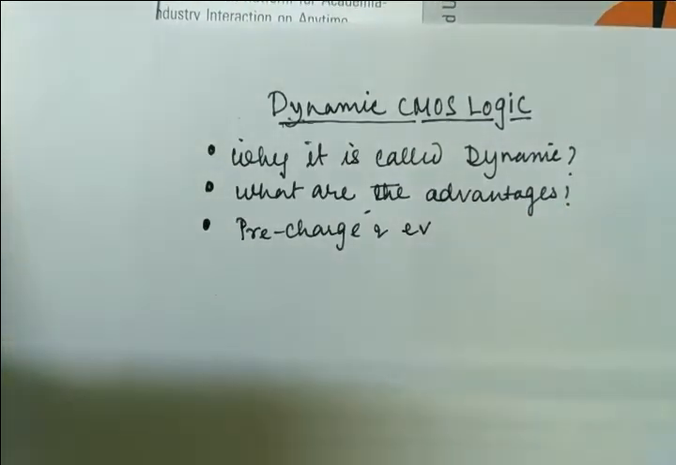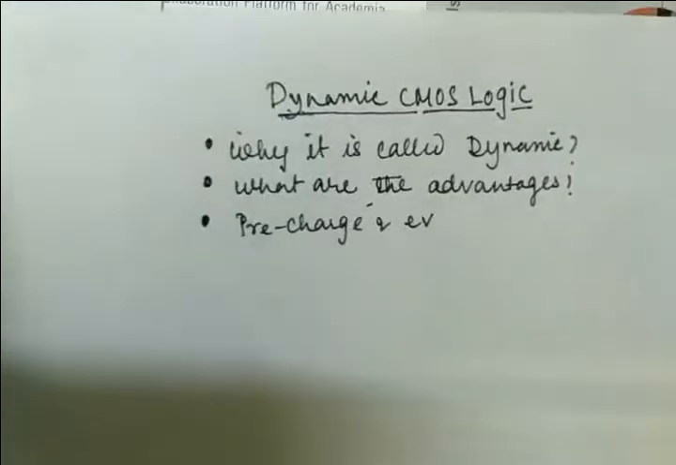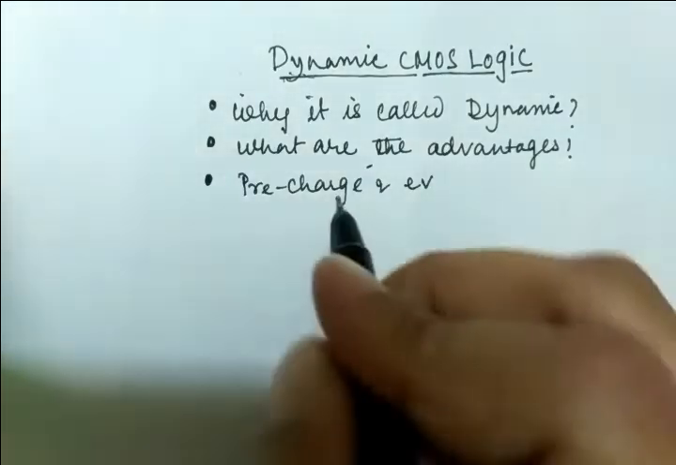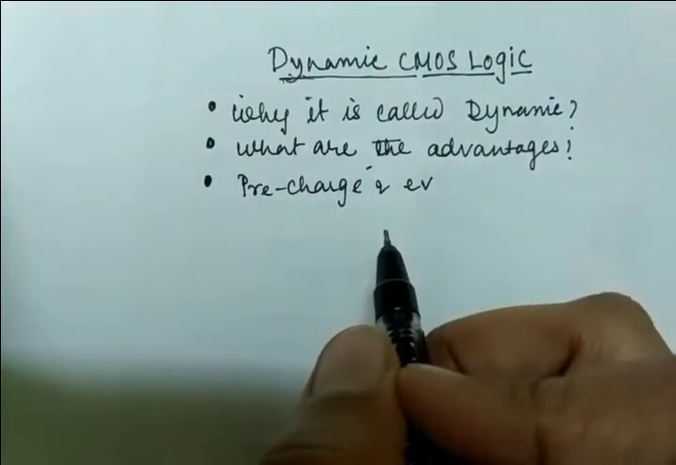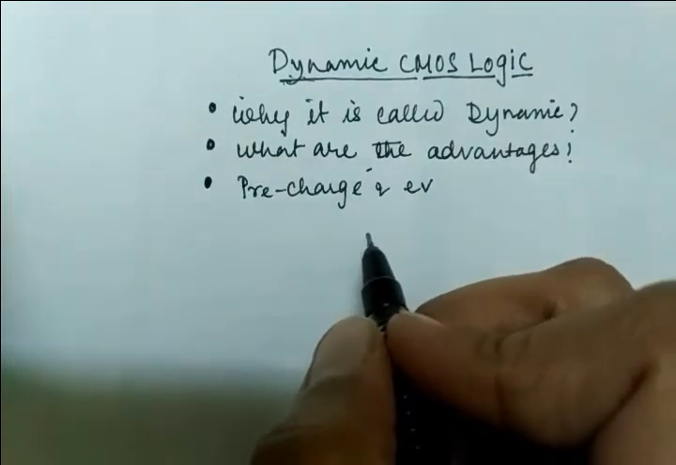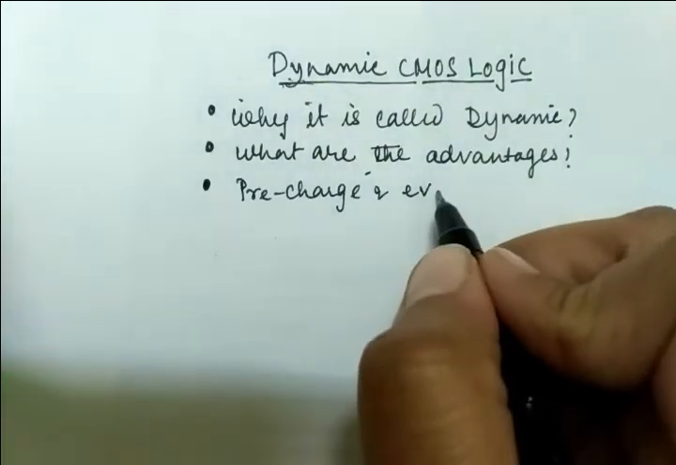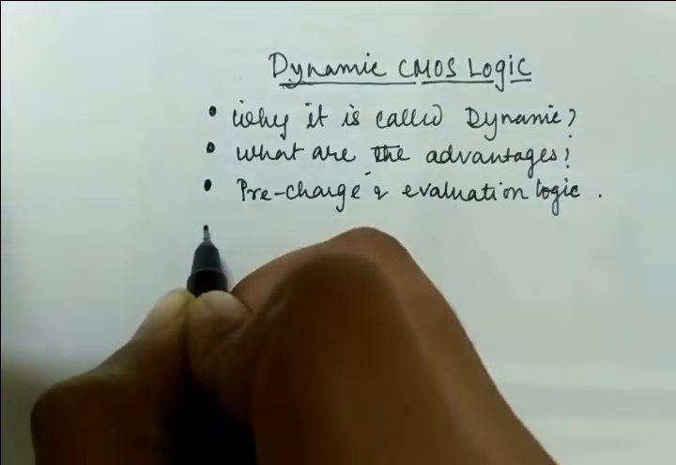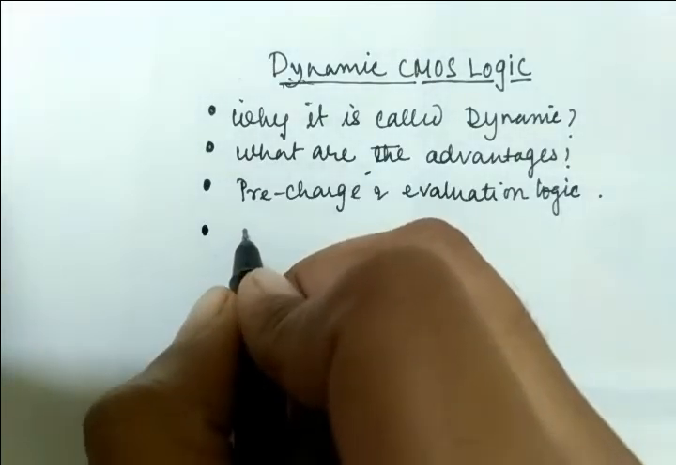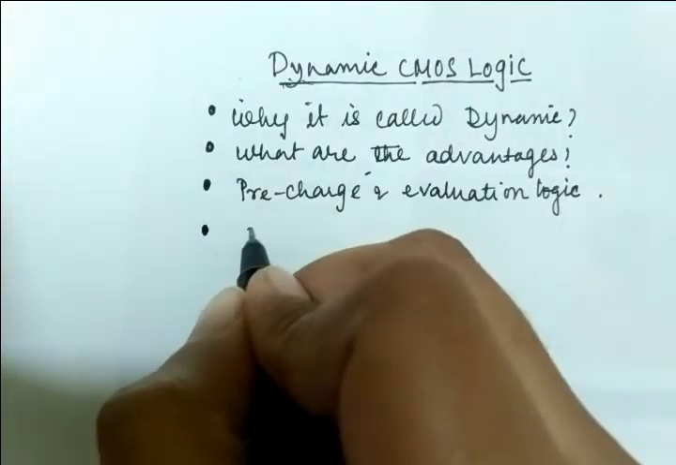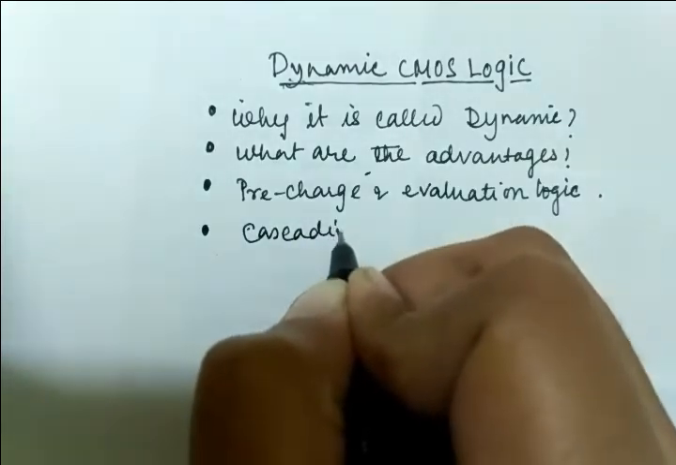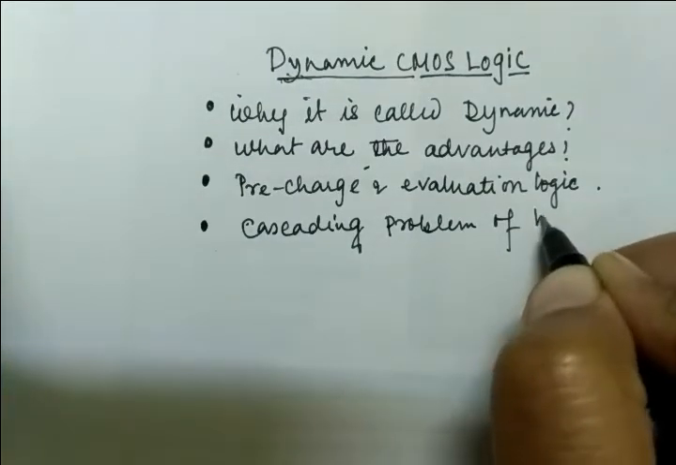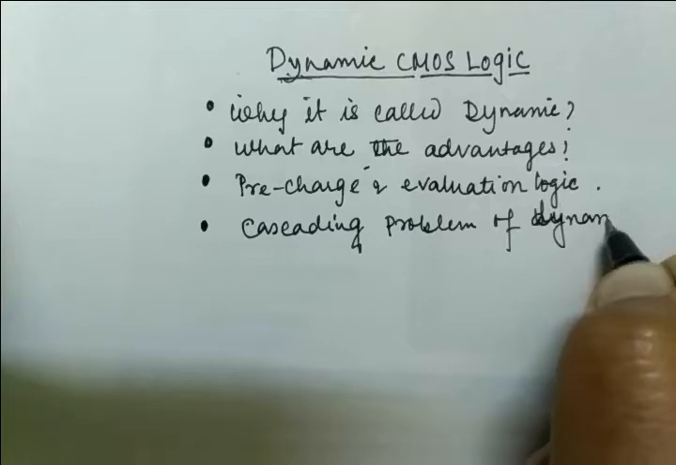All are new to you, but I will discuss the following because I am highlighting these points as these are the common questions in the semester, right? So if you cover all these things, there will be no unknown thing to you from this dynamic logic circuit. So my third point is pre-charge and evaluation logic. I will explain all one by one. Next one is your cascading problem. It is a very important question. Cascading problem of dynamic logic circuit design.